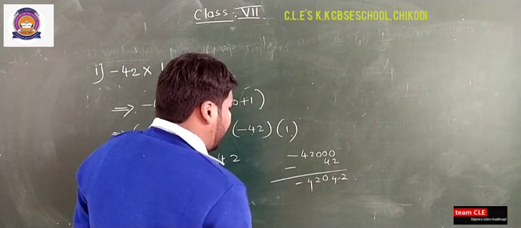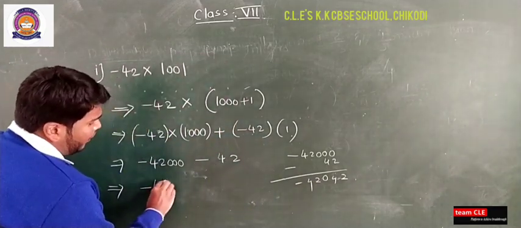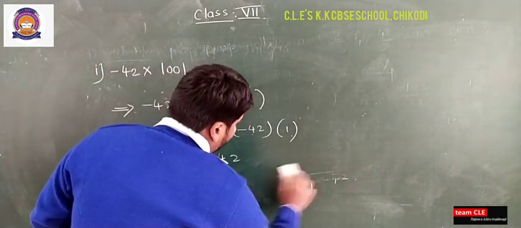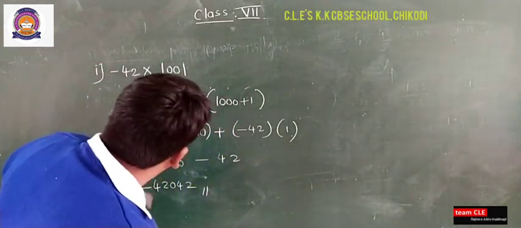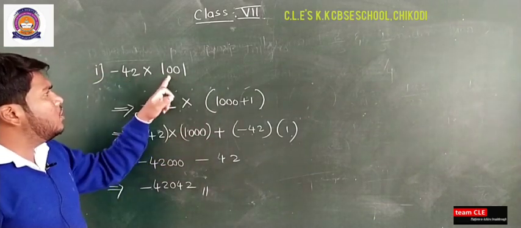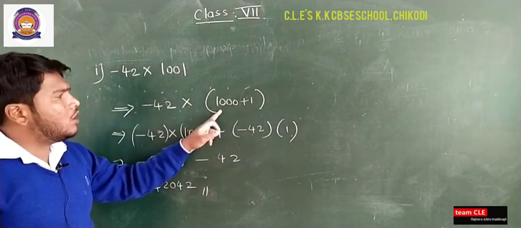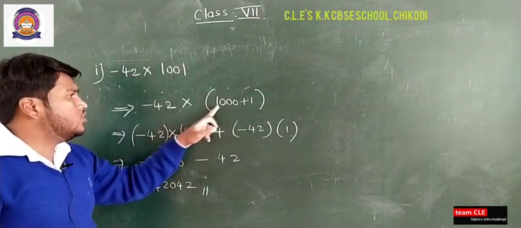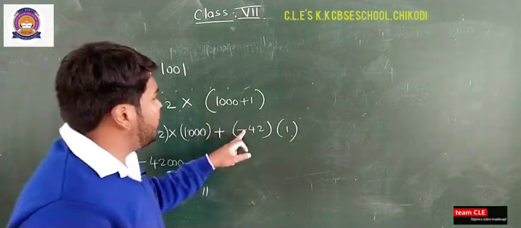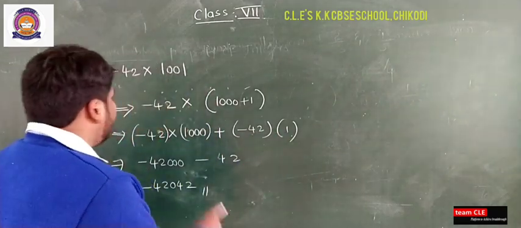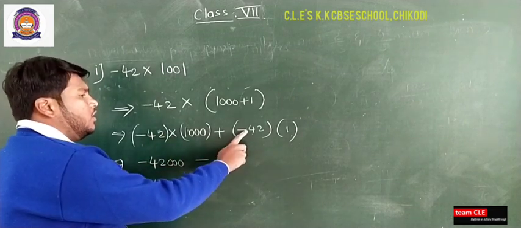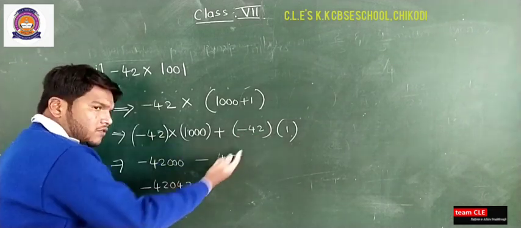So you'll get this as minus 42,042. Okay, so this is your required answer. Firstly, what you have to do is go through this minus 42 into 1001. Minus 42 into 1001, you can write as 1000 plus 1, that is minus 42 into 1000, that is a into b, and one more, a into c, minus 42 into 1. So just multiply 42 into 1000 is 42,000, plus into minus is minus. Similarly, 42 into 1 is 42, again plus into minus is minus.